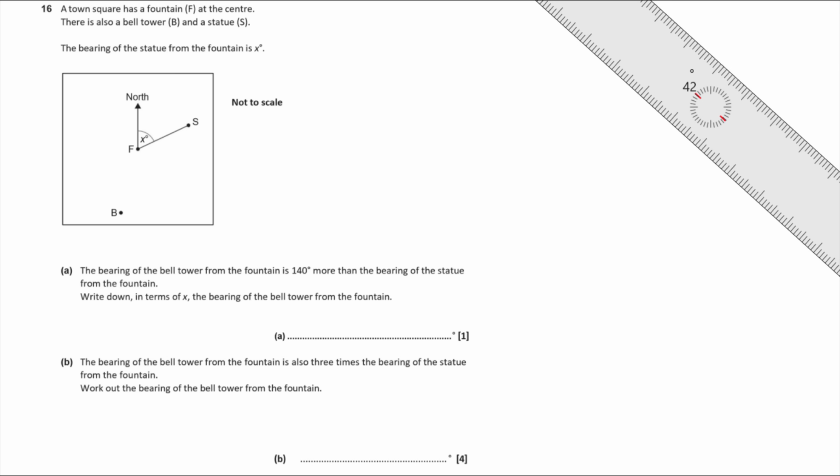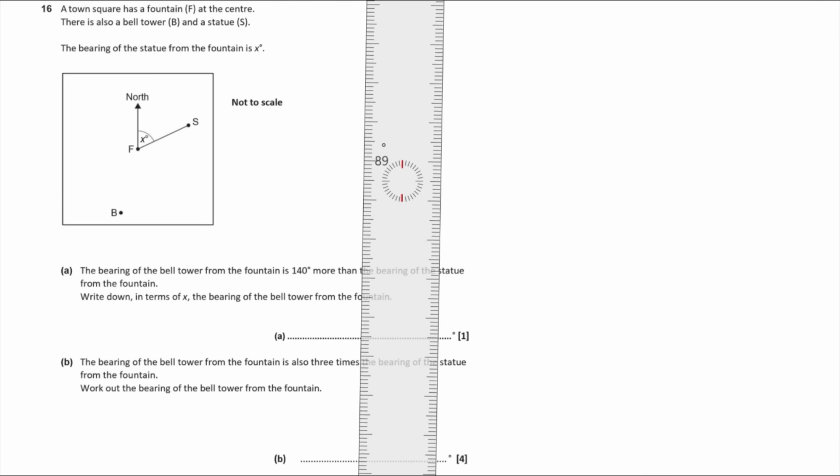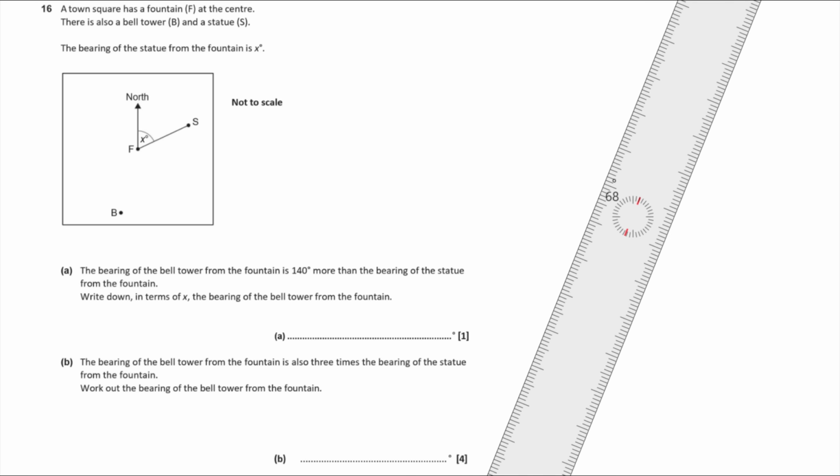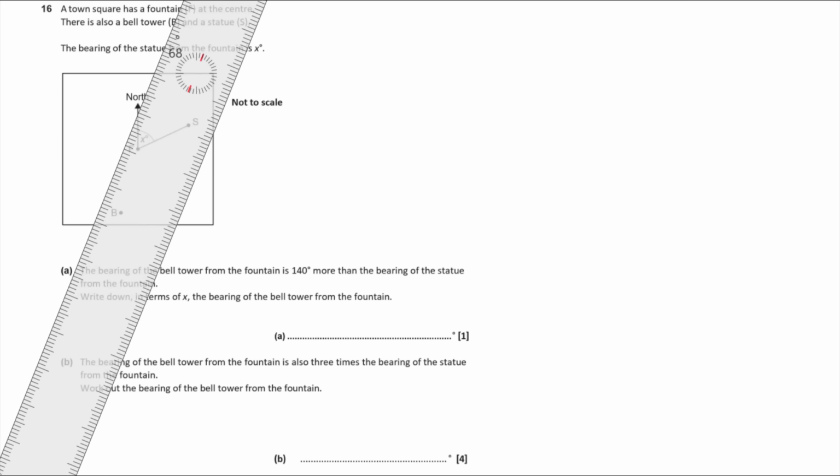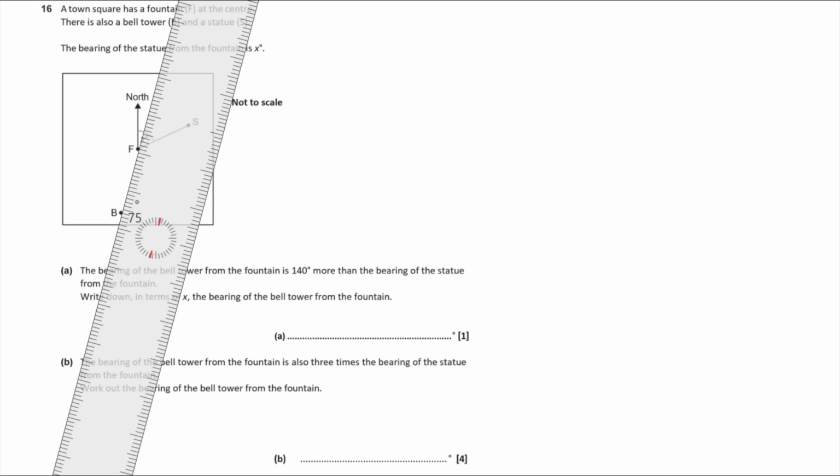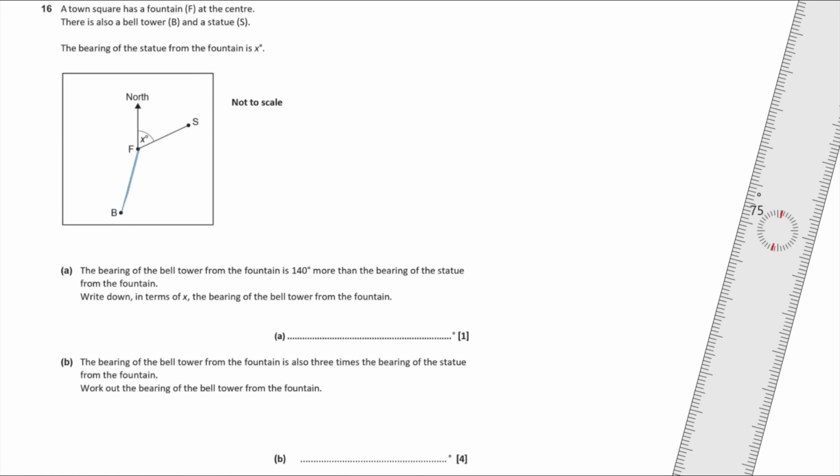Okay, now I think the bearing of the bell tower from the fountain, let's just draw that line in, bell tower from the fountain is that line there. So what direction is this line going in? It's 140 degrees more than the bearing of the statue from the fountain. So it's going to be more, it's this bit here, isn't it? You're adding on to it, this bit. So that's going to be 140 in there.